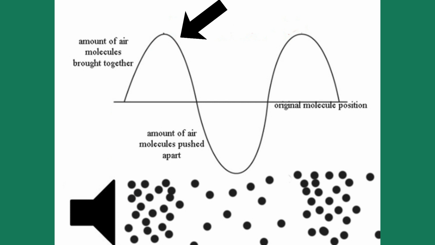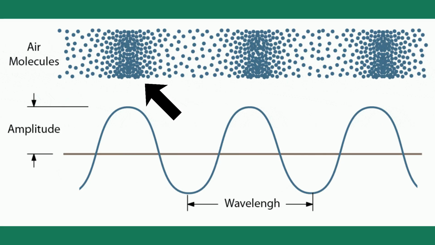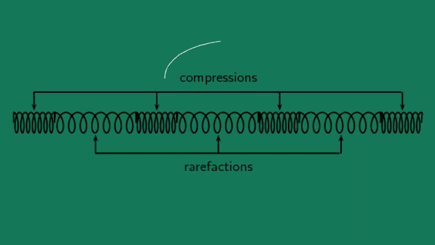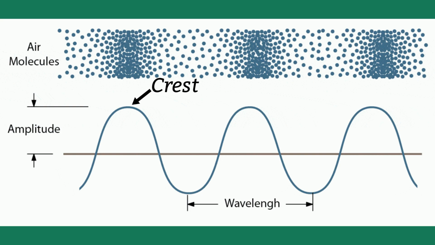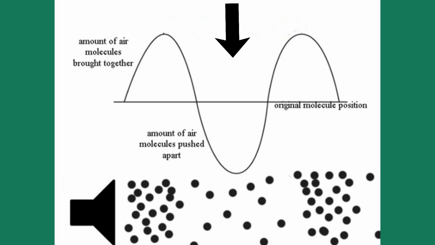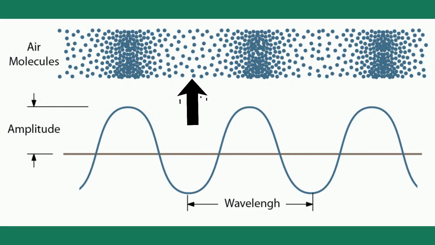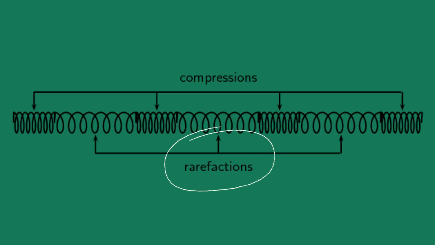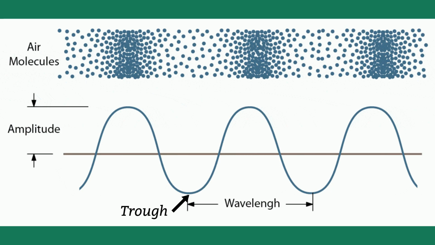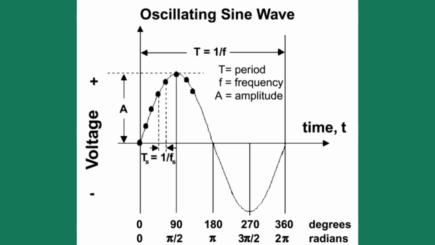During the first half of the oscillation, when the source moves forward, molecules are pushed forward and bunched together with molecules in front of them. This causes an increase in the density of air at that point. This region is called compression. It is represented by the crest of a sine wave. During the second half of the oscillation, when the source moves back to its original position, it leaves a void, so there are fewer air molecules in that region, and thus a decrease in the density of air at that point. This region is called a rarefaction. It's represented by the trough of a sine wave. This is one single oscillation.